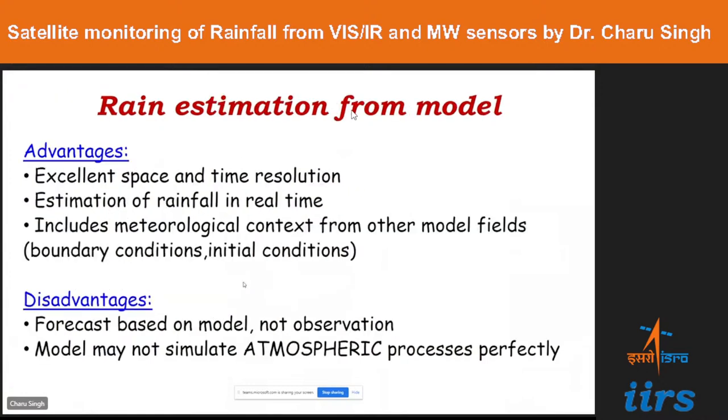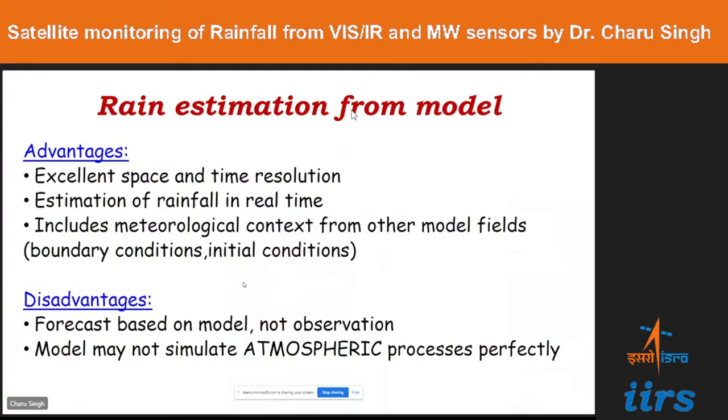Now, if we use a model for the rainfall estimation, there are certain advantages also, like we get excellent space and time resolution, because we can decide when we are running the model simulations at what resolution, be it the spatial resolution or the temporal resolution, that can be decided by the user or the person who is performing the model simulations. An estimation of rainfall we get in real time.